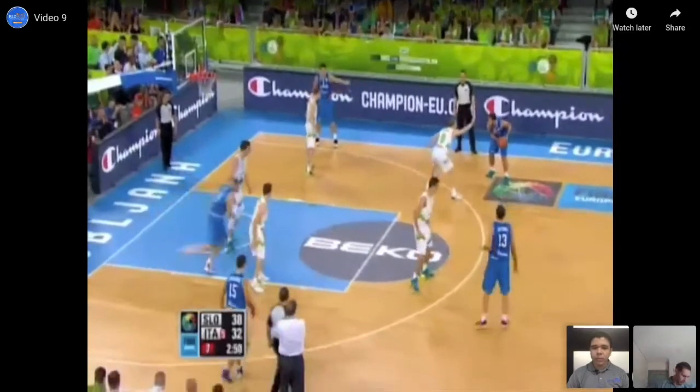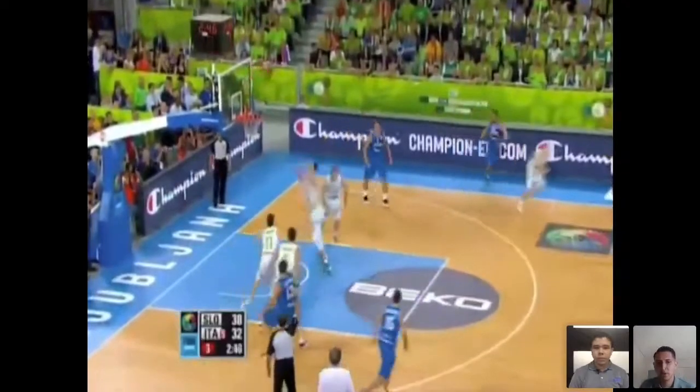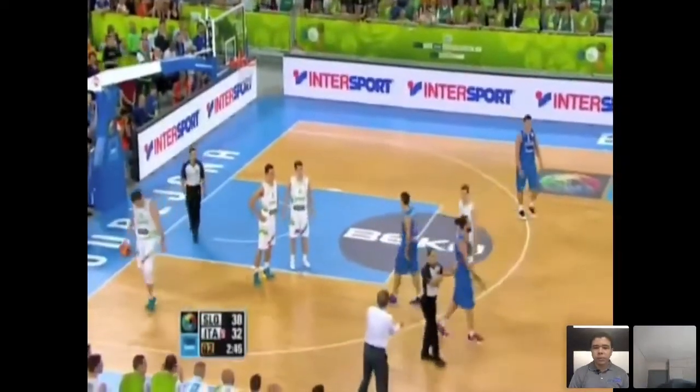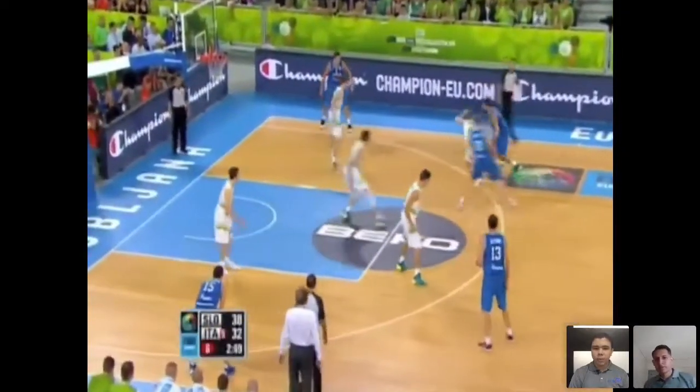So, see now, number 13 in blue, going for the rebound. And then we have the call.